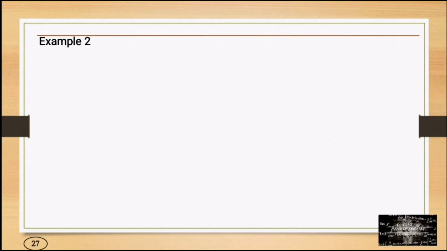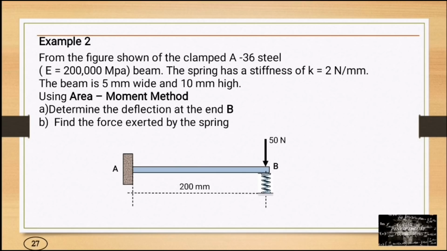Example number 2. From the figure shown of the clamped A36 steel beam, so we have E is equal to 200,000 megapascal. The spring has a stiffness of 2 newtons per mm. The beam is 5 mm wide and 10 mm high. Using area moment method, determine the deflection at the end B and find the force exerted by the spring.